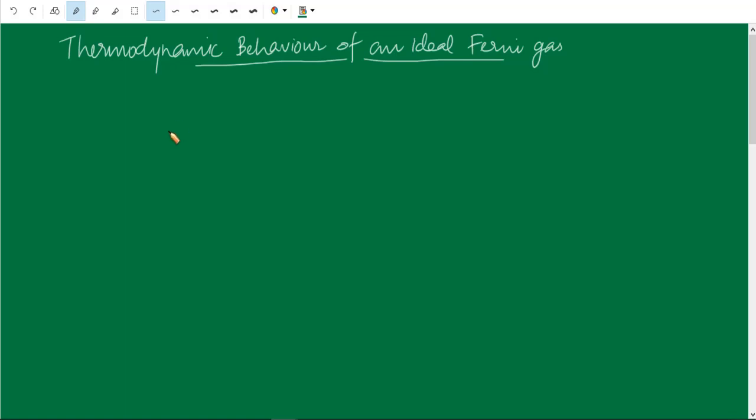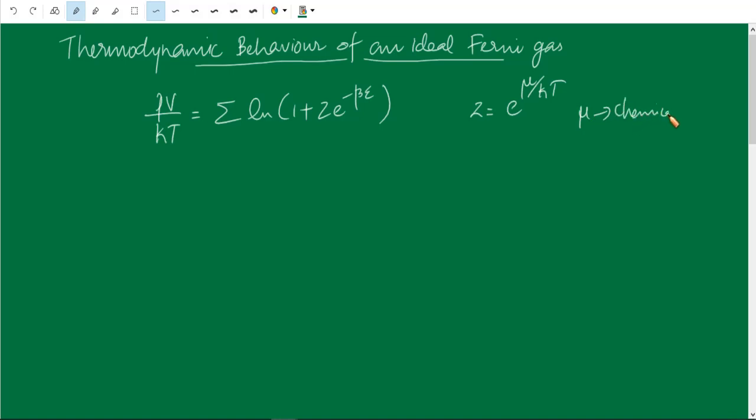Now, for an ideal Fermi gas, we know that PV divided by kT is equal to the summation of log(1 + z e^(-βε)), where z is the fugacity, e^(μ/kT), where μ is the chemical potential of the system, and the average number of particles is equal to the sum of the average number of particles in each single particle state.